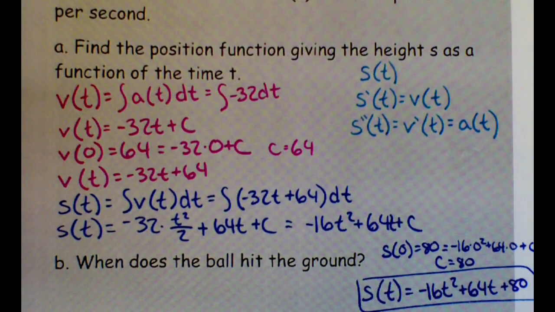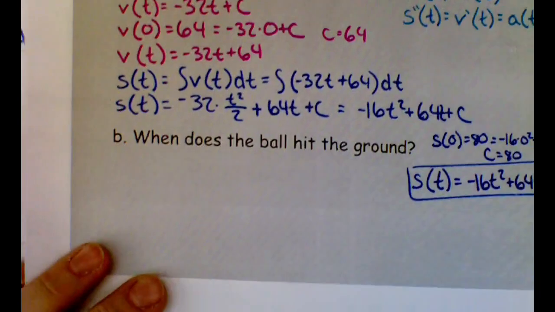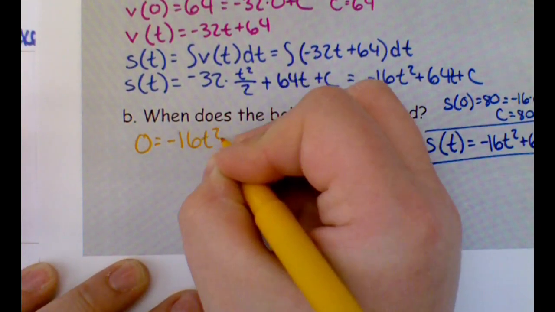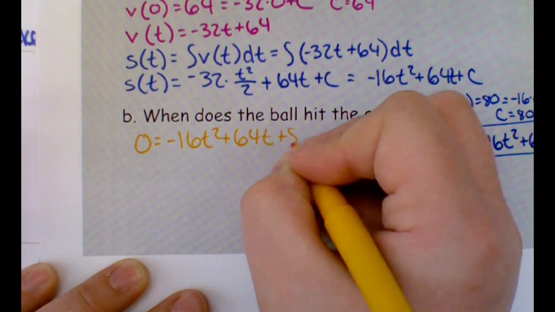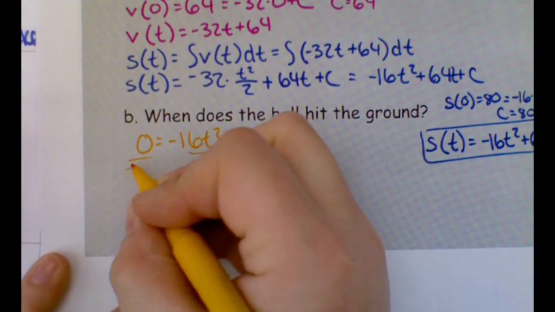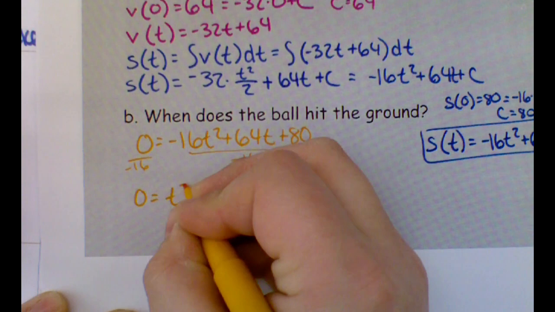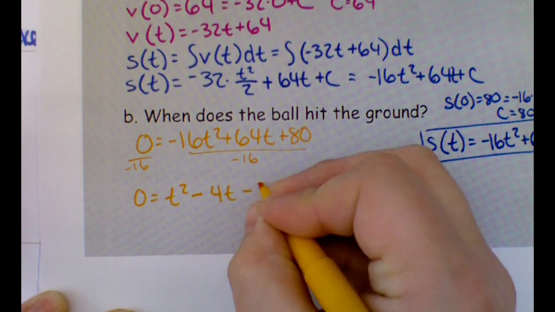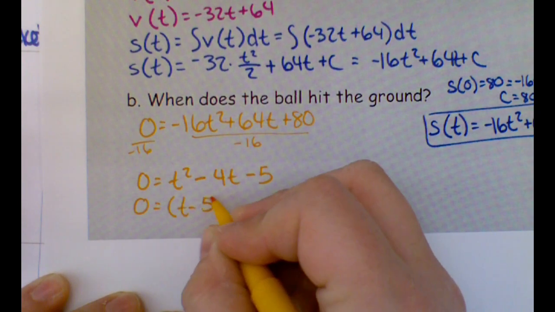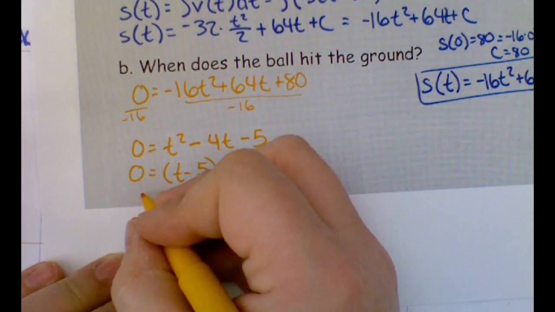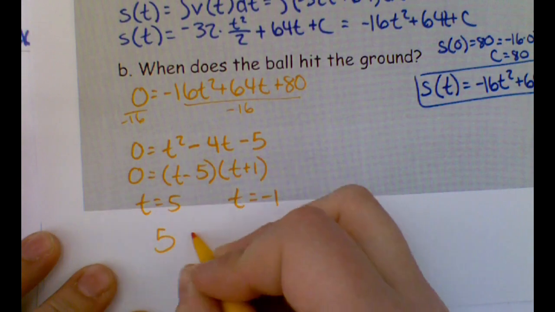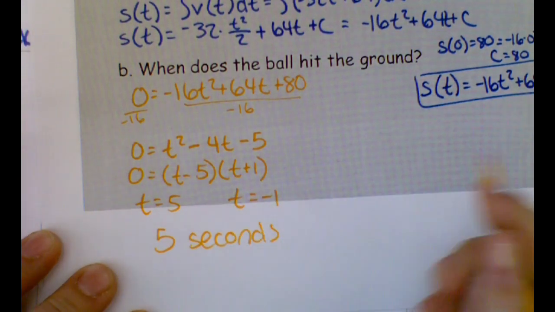All right. When does the ball hit the ground? Well, the ball hits the ground when the position function equals 0. Well, let's divide out our GCF. Let's divide everything by negative 16. We get 0 equals t squared minus 4t minus 5. I can factor that. T minus 5, t plus 1. So t is 5 and t is negative 1. Well, time can't be negative, so it hits the ground after 5 seconds.